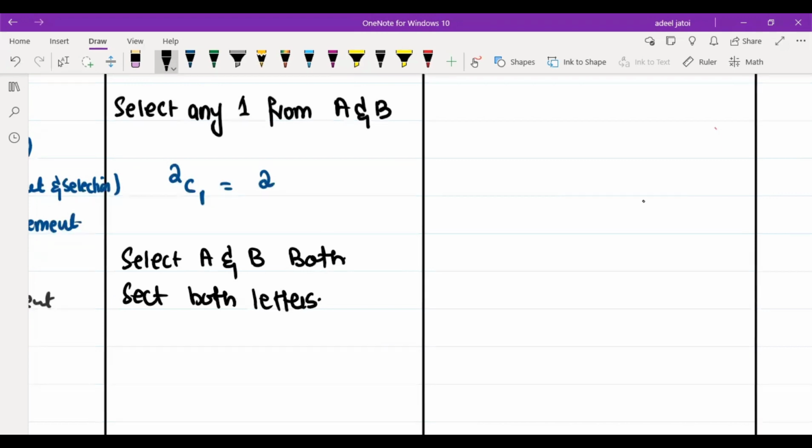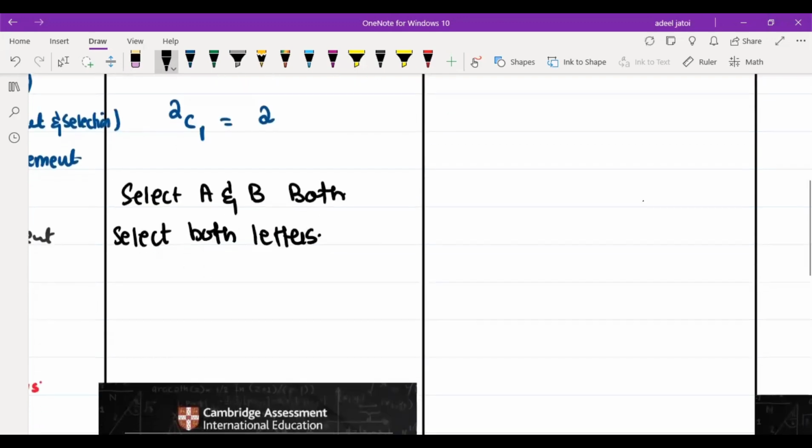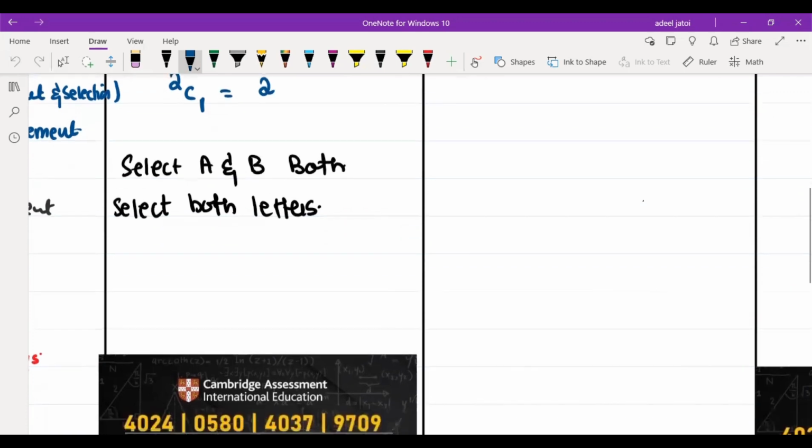Select both letters. Now, you need to understand what the question is specifically saying. A and B both, that means both the letters are selected, or it will say select both letters. Obviously, the letters will be given. So, how many possible ways can we select? That means there will be only one possible way. And how do we get that?